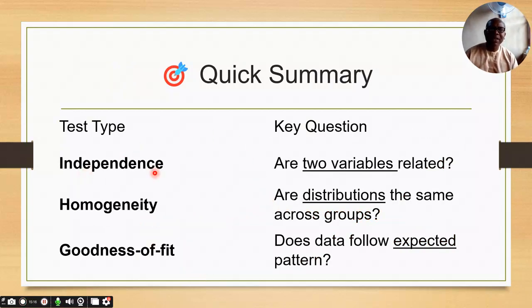So we have the chi-square test of independence, which looks at two variables, if two variables are related within a population, while homogeneity test looks at distribution of the same variable across different groups. Again, for independence, two or more variables within a population. For homogeneity test, we look at one variable across different groups, while the goodness of fit test looks at our expected data pattern as against our observed data pattern.